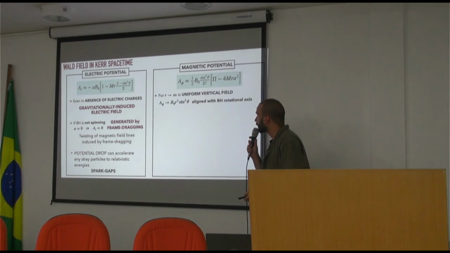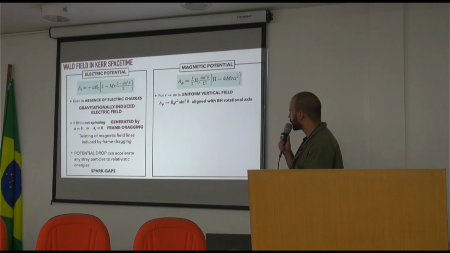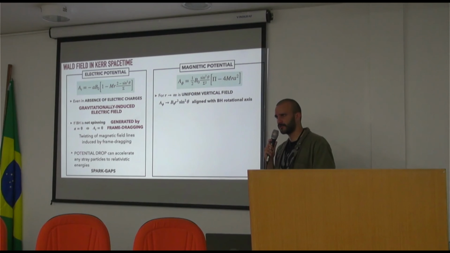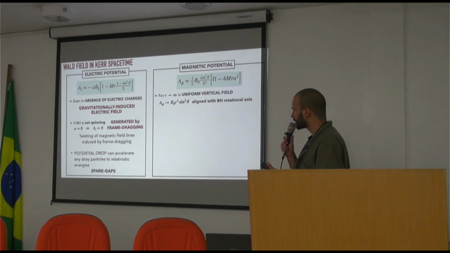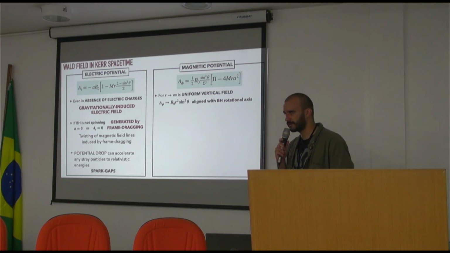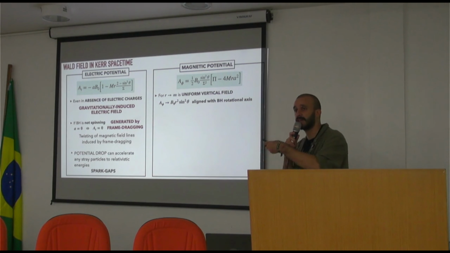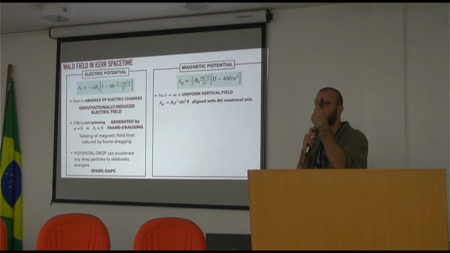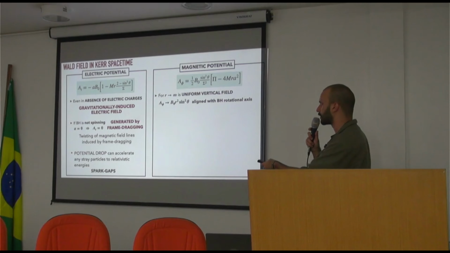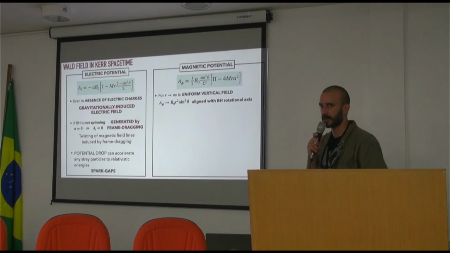So now we can look at the magnetic potential. What's going on here is that if we look at the solution at infinity, the field looks exactly like the uniform vertical field that I showed you before. So this solution, the Wald solution, basically represents a black hole immersed in an external magnetic field whose source is pushed away at infinity. And if the black hole is spinning, this magnetic field will start a twisting of the magnetic field lines and will generate an electric potential too.